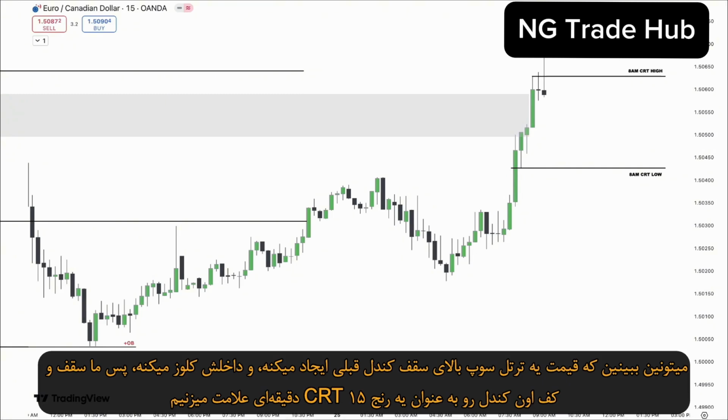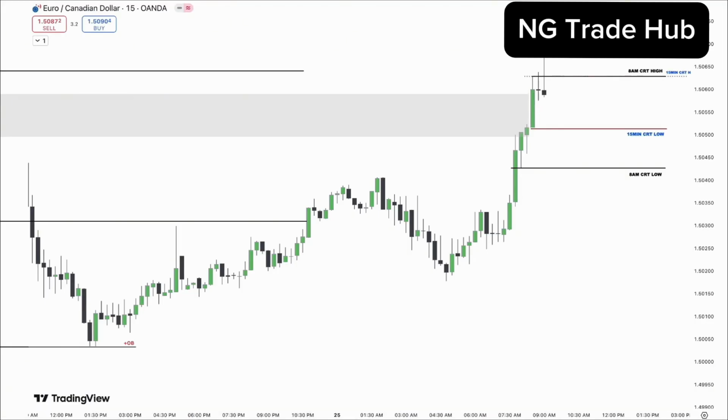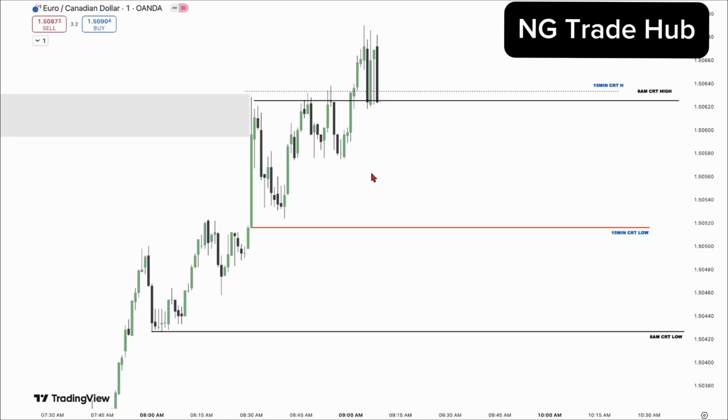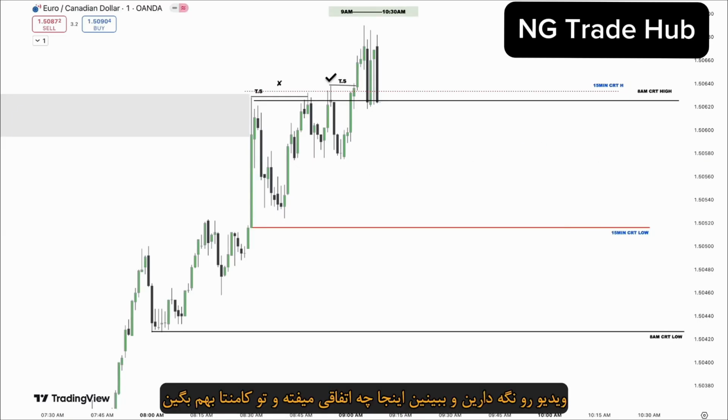You can see price creates a turtle soup above the old candle's high and closes inside, so we mark the high and low of that candle as a 15-minute CRT range. Finally, drop down to the 1-minute chart to look for our entry. Pause the video and look at what happens here and tell me in the comments.